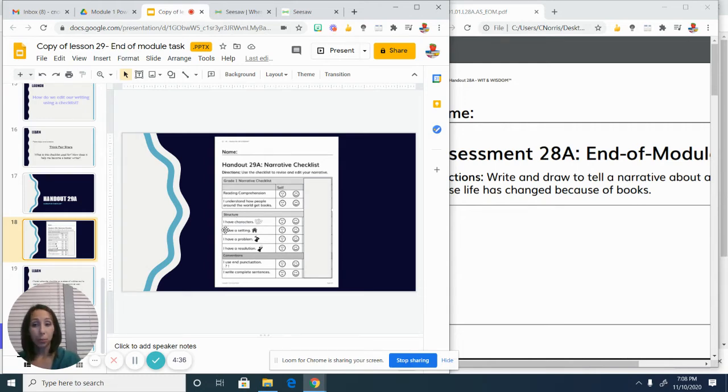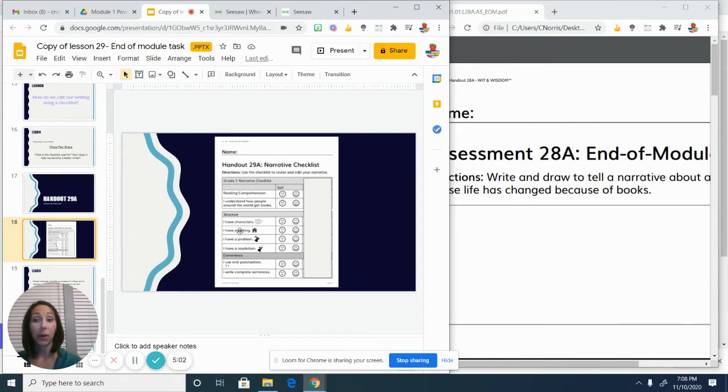So the first part of structure says, I have characters. So if you go back and look in your writing task and see that you have included a made-up character, you would color in the smiley face right here. So this is kind of like when we do those vocabulary assessments where you have to either circle the yes or no smiley face.